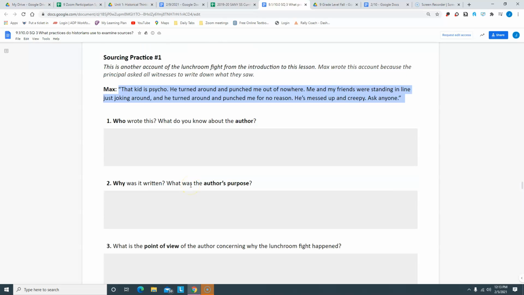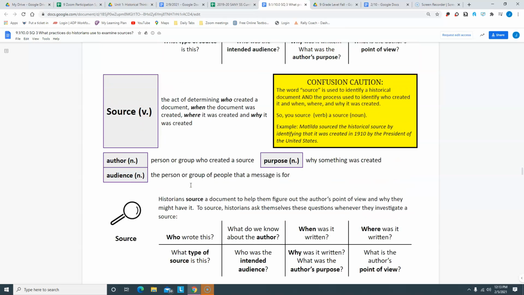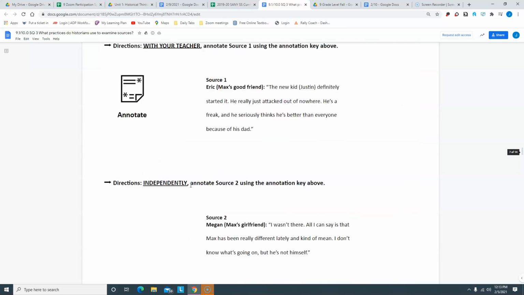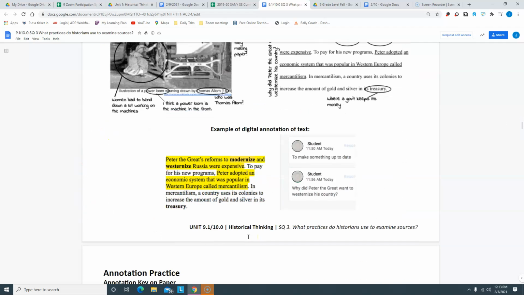And we are going to stop there for this lesson. So today we talked about annotating, how to annotate, why we annotate, using this example, and we talked about source, how to source a source.